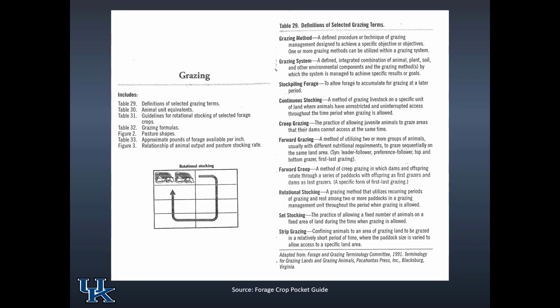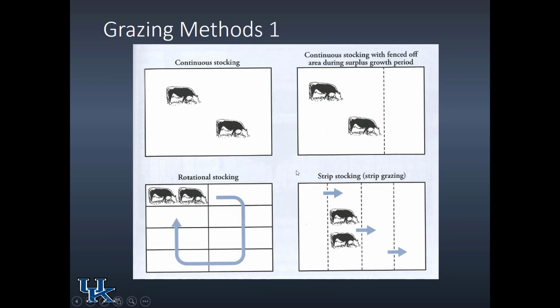So I wanted to talk about a few more definitions, and I put this page in here just to remind you that your forage crop pocket guide is going to have many, many definitions and is quite useful. This one happens to be table 29, and you can see the listing there. But let's take a look at some of these grazing systems and talk through them. This is straight from your Southern Forages textbook. There are 8 of these grazing methods, and this is the first 4.